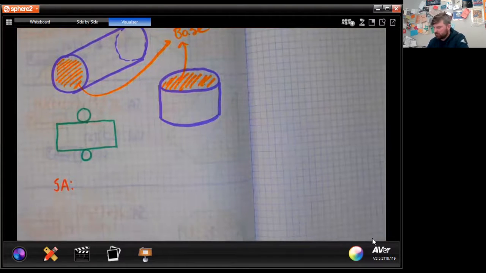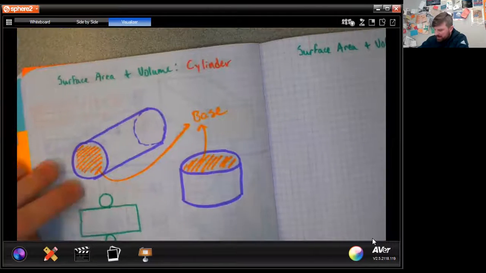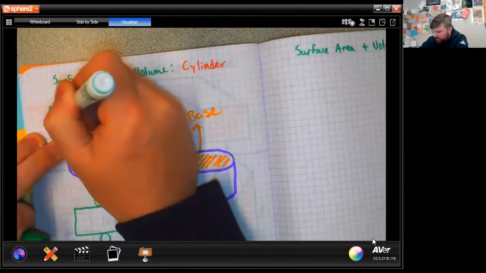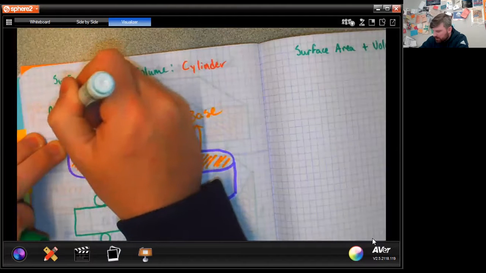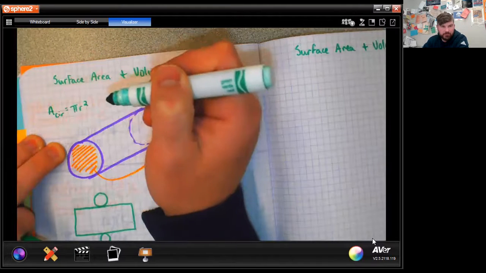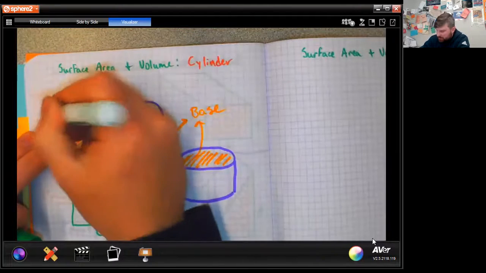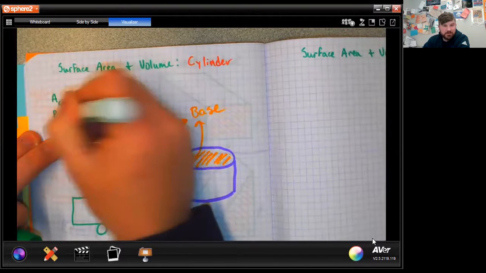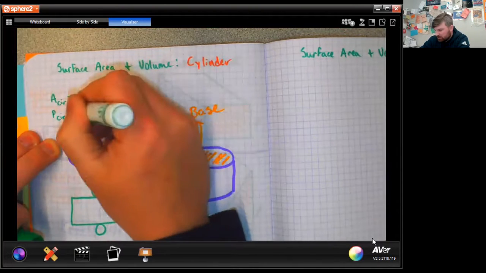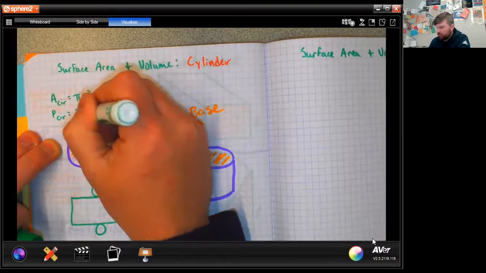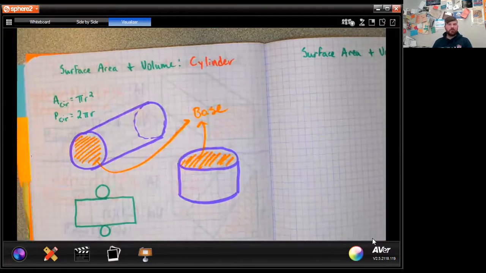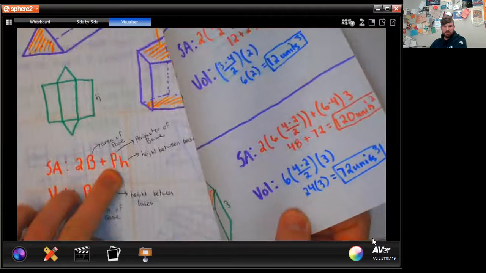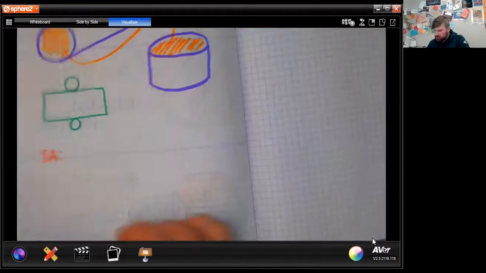And we know, we'll just put it up here, that the area of a circle is pi r squared. And I'm going to put perimeter of a circle, which we know as the circumference, is 2 pi r. And the reason why I label it perimeter is because if you remember in this formula here, we needed perimeter. So we're going to use this formula.